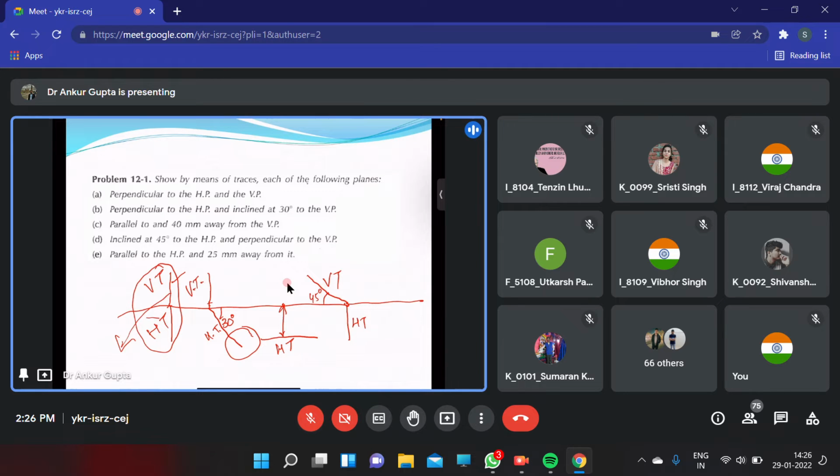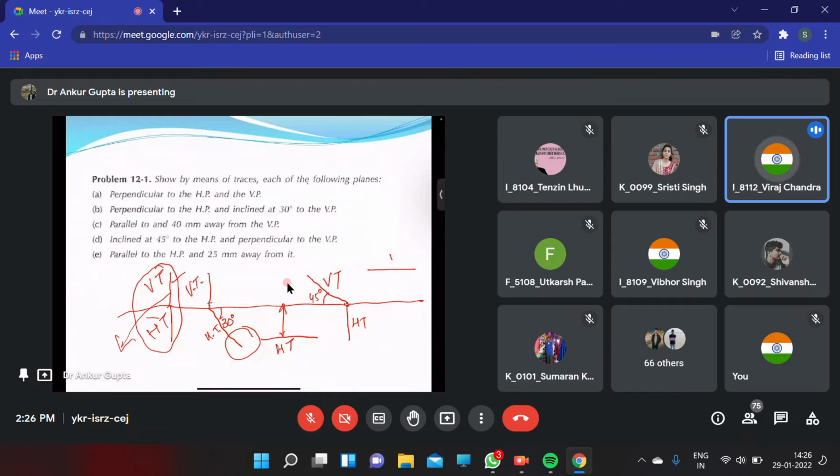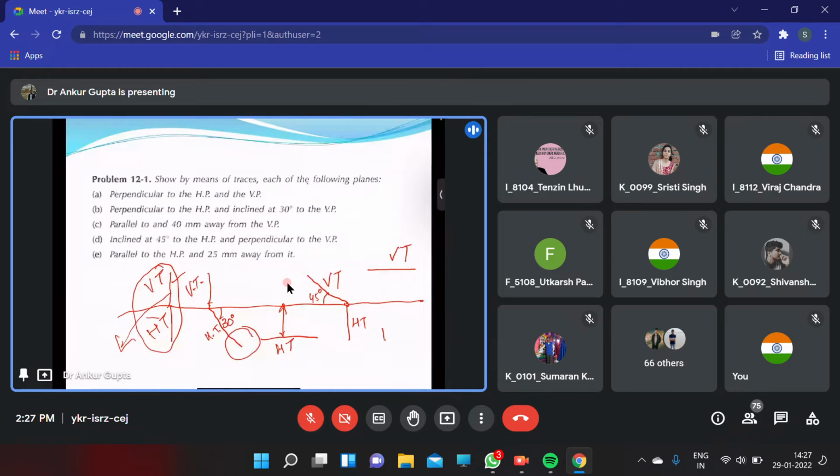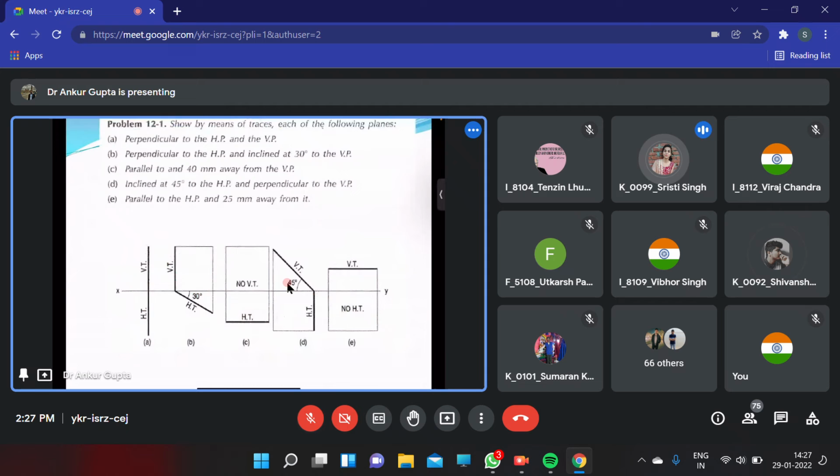Parallel to the HP and 25 mm away from it. तो ये कहाँ दिखेगा? Parallel to HP means it will cut the vertical plane, above 25 mm. So this will be a VT and there will be no HT. I hope I am clear. यहाँ पे देख लो आप. दिख रहा है?